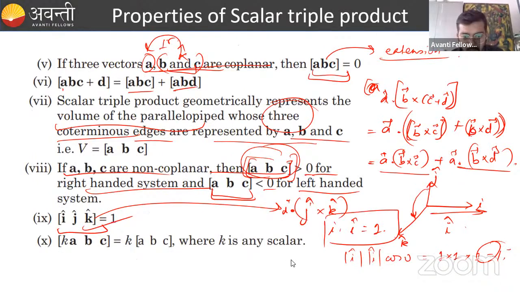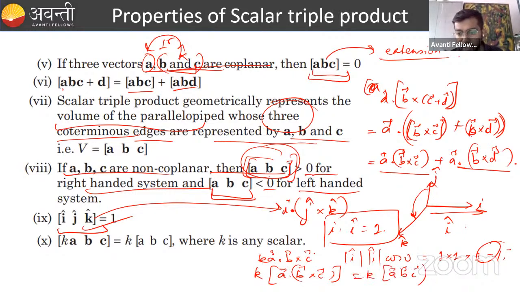What does this mean is K bar dot B bar cross C bar. You know that this is a constant, you can take it out and write it as K bar dot B bar cross C bar. So this becomes K times of A bar B bar C bar. A constant can be taken out where K is any scalar.